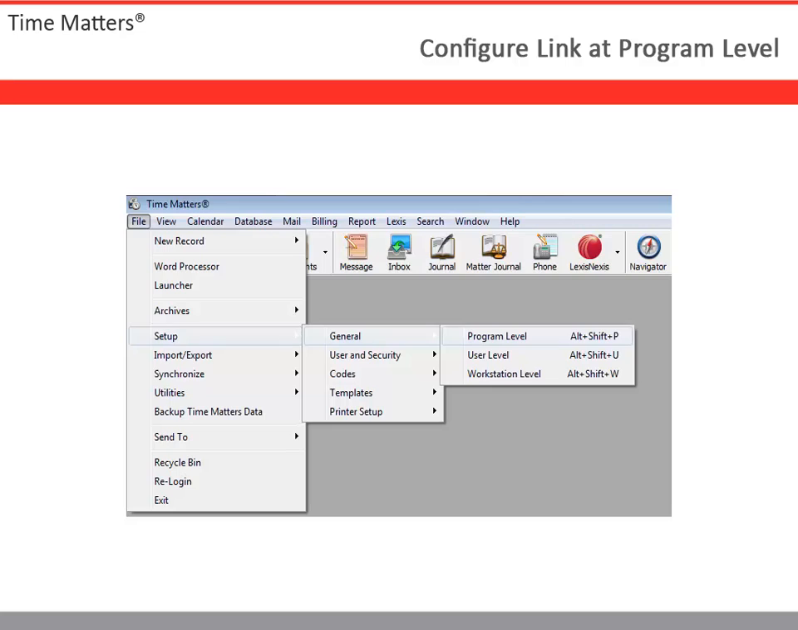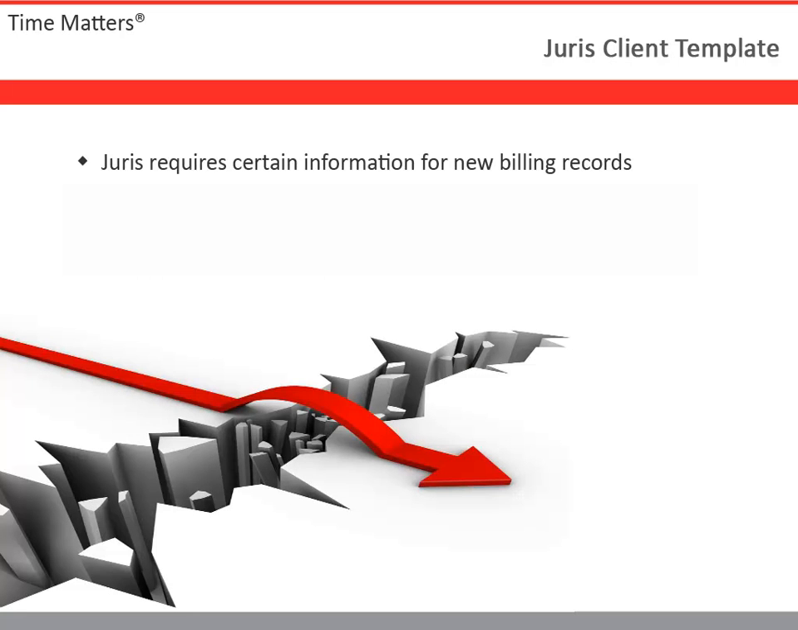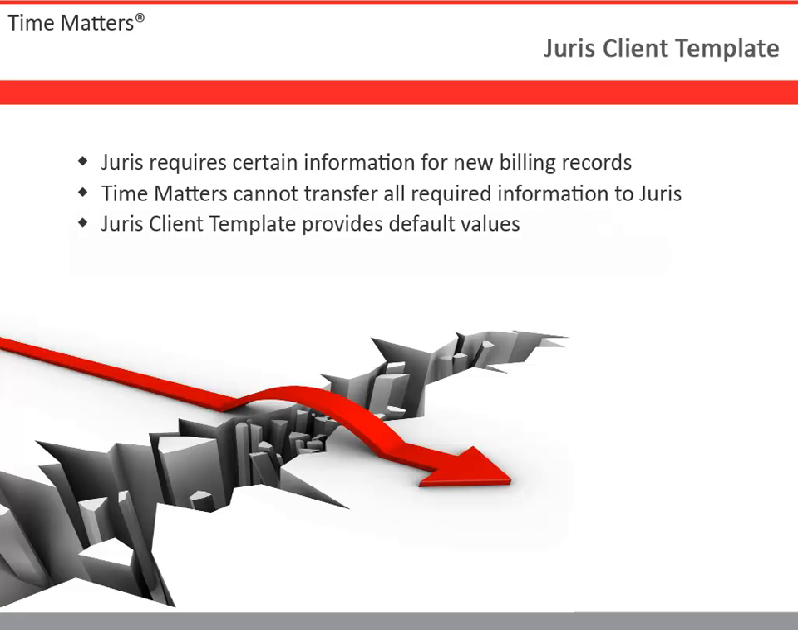With the ODBC driver created on the workstation, the next step is to configure the link in Time Matters at the program level. Certain information is required in order to save a new record in Juris, such as bill format and fee schedules. Time Matters cannot transfer all of the required information. As part of the program level setup, you will need to provide a Juris client template number, which is used to complete the bridge between Time Matters and Juris by providing default values for required fields in Juris. For more information about how to create a client template, consult the Juris Help documentation.